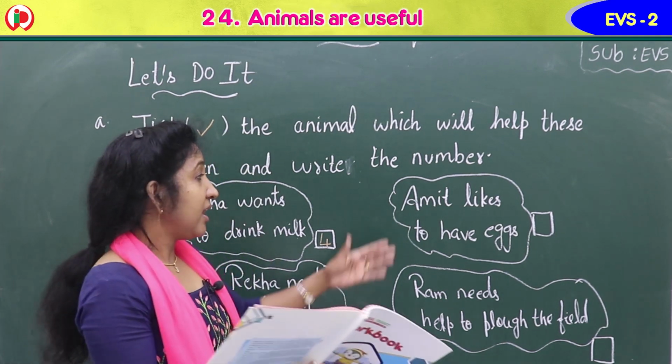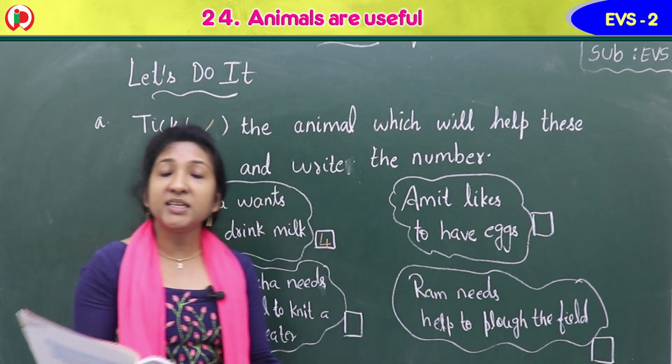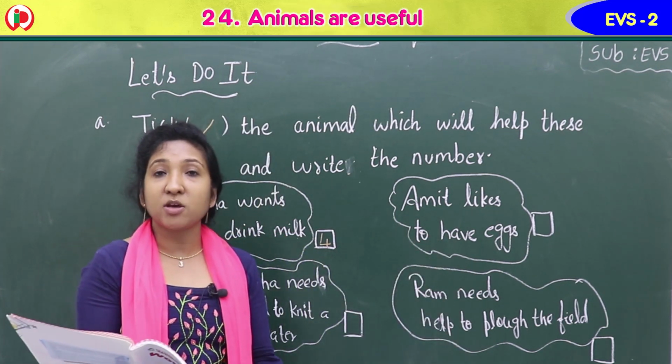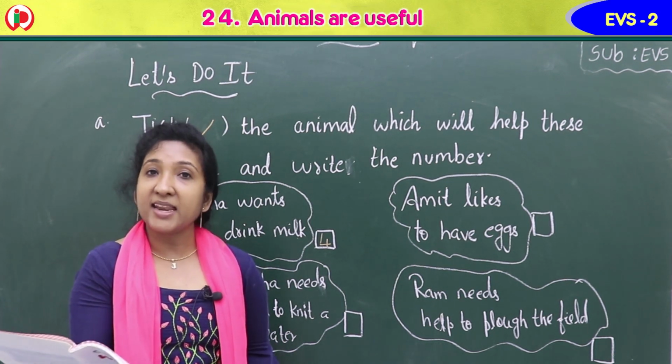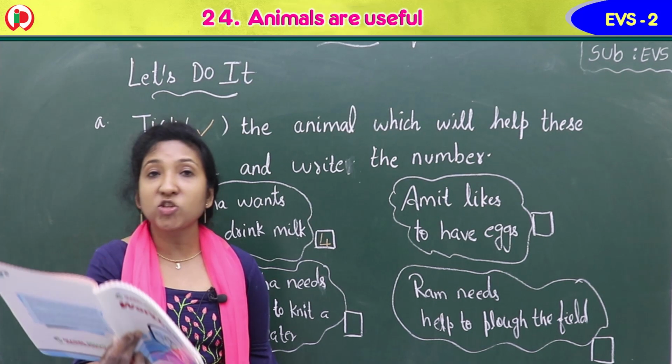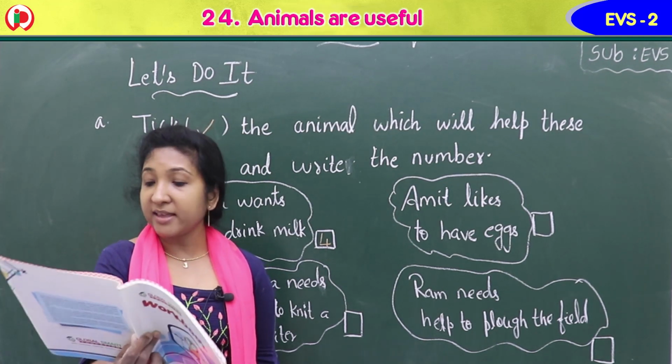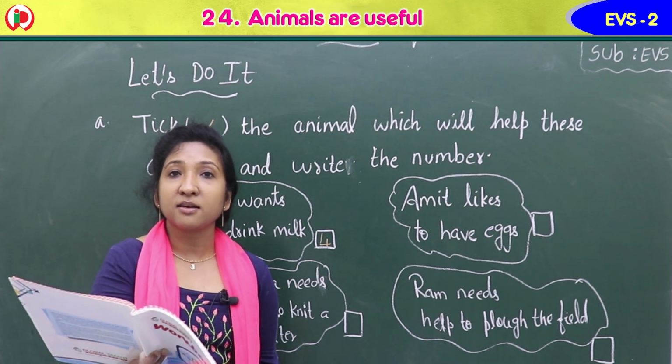Yes. Amit likes to have eggs. He needs eggs. He likes eggs very much. So who gives us egg? Which animal? Yes, hen and duck. Can you see hen image there? Find out.